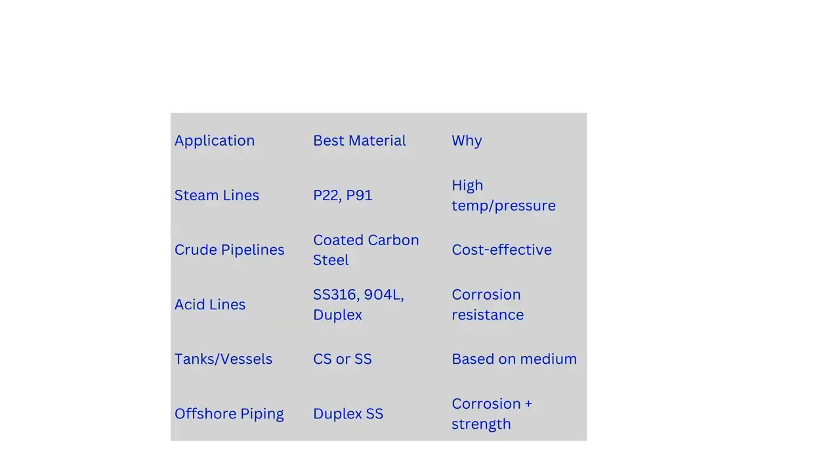Now, let's see where to use them practically. For steam lines, use low alloy steels like P22 or P91. For crude pipelines, use carbon steel with coating and cathodic protection. For acid service, use stainless steel 316, 904L, or duplex. For tanks and vessels, carbon steel with internal lining, or stainless, depending on contents. And for offshore, always prefer duplex stainless steel.